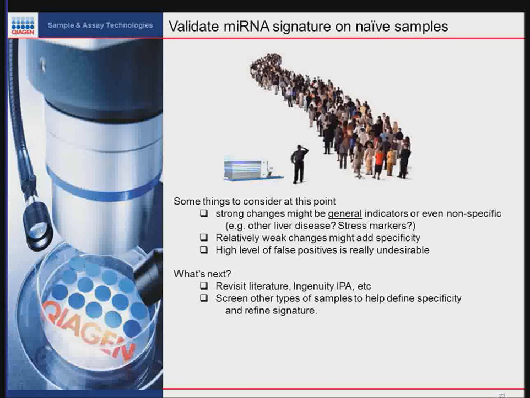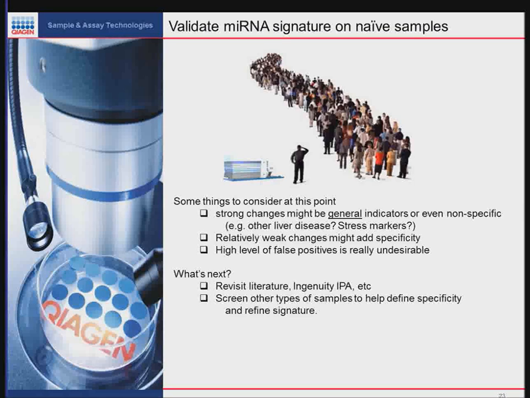So what do we do at this point? Well, we're looking at many more samples. And it's not necessarily true that the strongest changes that you see may be the indicators that you want. So, for example, a microRNA that's very upregulated in a particular disease might be upregulated in a lot of diseases. So it may not be a very specific marker. It's also true that relatively weak changes might add really important specificity.